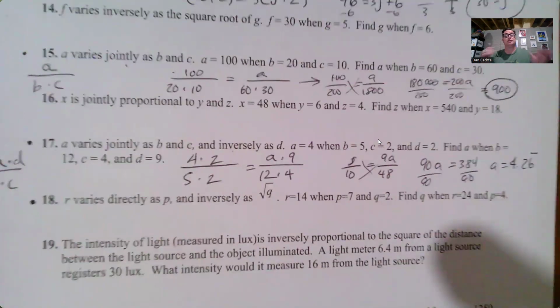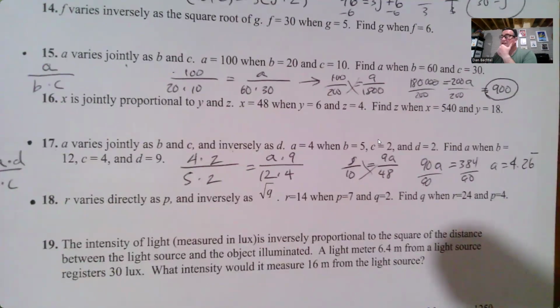Let me check all my stuff to make sure I did it right. Oh, C is there, D is there. Yeah, that's right. And 8 times 48 is 384. So we did everything correctly. It's just that it was kind of an ugly answer. And that's okay. Some of the answers are going to be ugly. And this kind of gives us an idea as to how that would work.